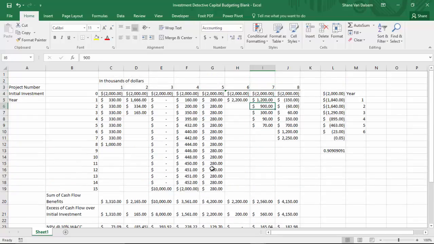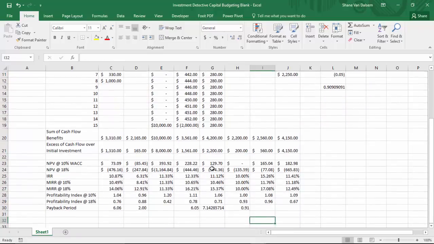In this case, our payback period, we would add back, we would have 2,000. In year 1, we would add back $1,200. And then we only have $800 left to pay back, and we have $900 in cash flows in the next year. So I'm going to take 800 divided by $900, and I get 0.888. So our payback period is really 1.89 years for project 7.